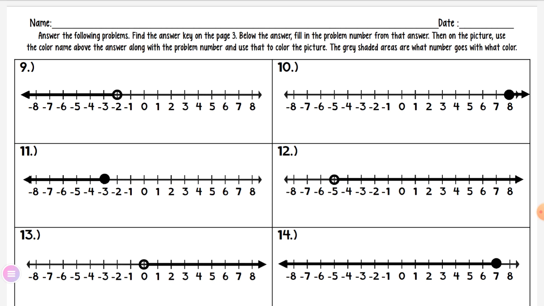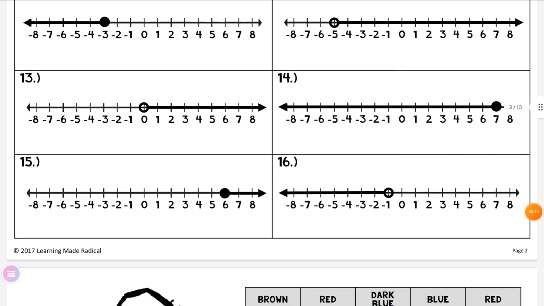Let's scoot it up. Make sure we're recording because yesterday it stopped.